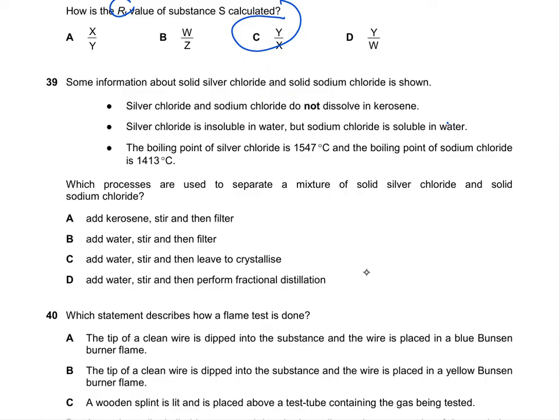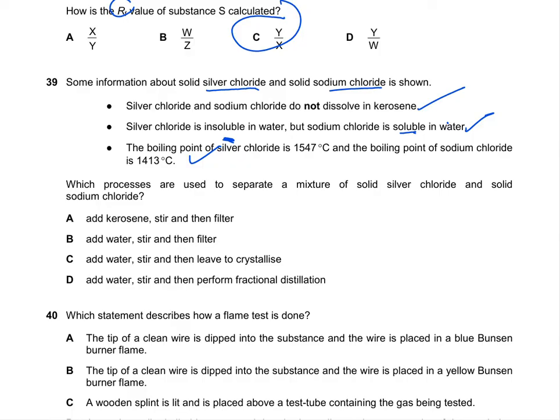Some information about solid silver chloride and solid sodium chloride is shown. Silver chloride and sodium chloride do not dissolve in kerosene. Silver chloride is insoluble in water, but sodium chloride is soluble in water. The boiling point of silver chloride is 1547 and the boiling point of sodium chloride is 1413. Which processes are used to separate a mixture of solid silver chloride and solid sodium chloride?